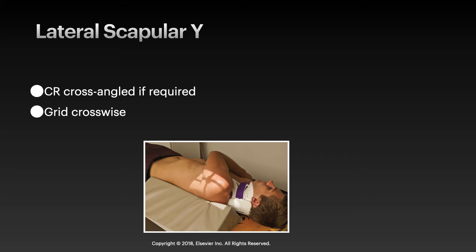Lateral scapular Y. With a sponge, you're going to roll your patient up about 45 degrees, give or take. The CR is cross-angled if required, and the grid is also crosswise.